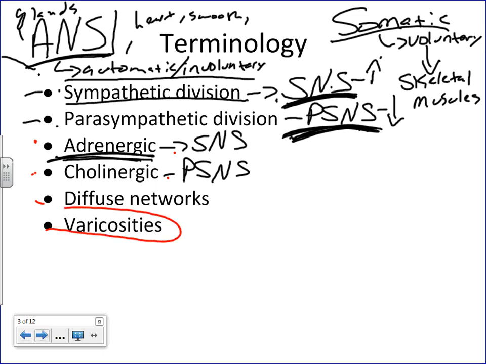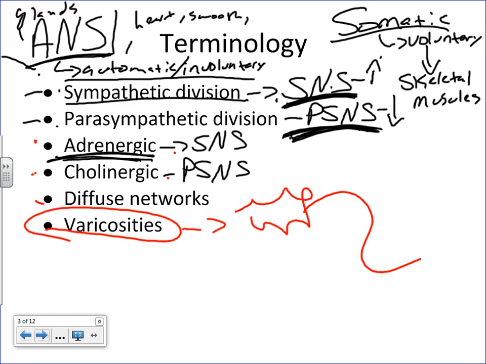And then the varicosities. I wanted to bring this up because this is another difference between autonomic neurons and somatic neurons. Let's say this is a somatic motor neuron innervating a skeletal muscle. You're going to see the cell body, this long axon, and these synaptic terminals at the end of this neuron. Within these synaptic terminals are neurotransmitters that will be released upon action potentials and certain stimulation, and then they'll carry out their effect on the target tissue.